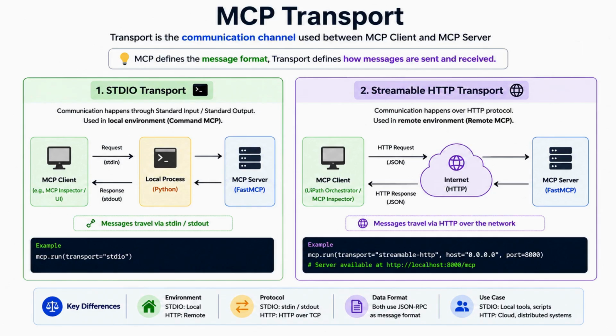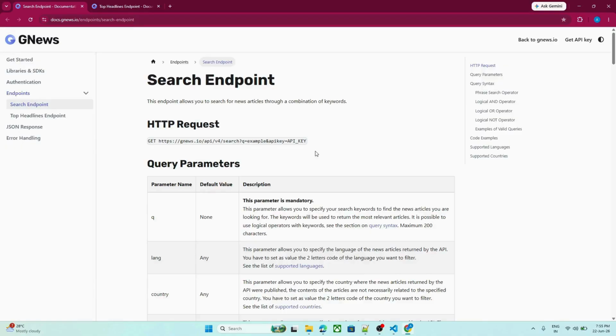In this video we are going to use the streamable HTTP transport because we want our MCP server to be accessible over the internet. We have understood what transport is and what the different transport types are.